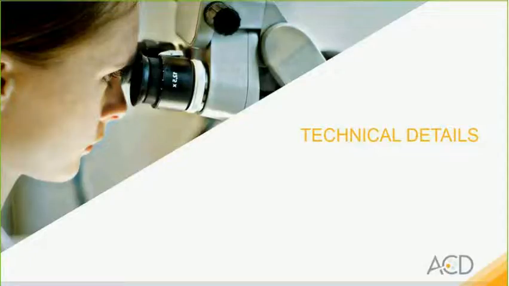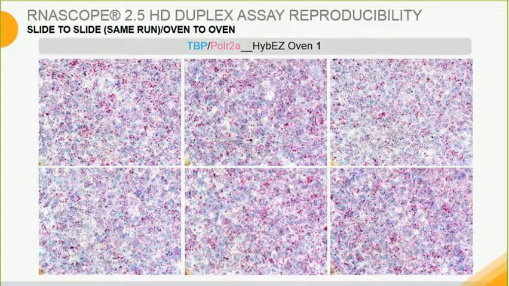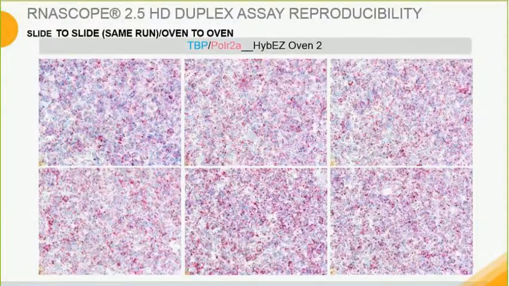So now we review some technical details of the duplex assay. We first validate whether this assay has reproducibility within the same test. So in this slide, you see the very high consistency between slides within the same run using the same oven. This is oven number 1. On oven number 2, you can observe the similar very high reproducibility from slide to slide.